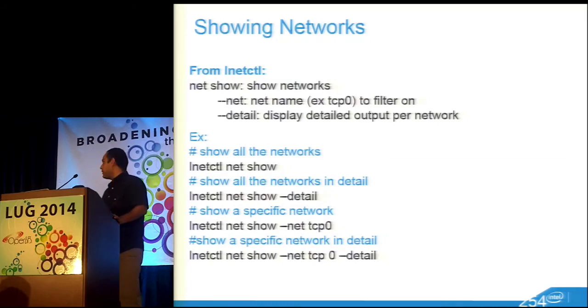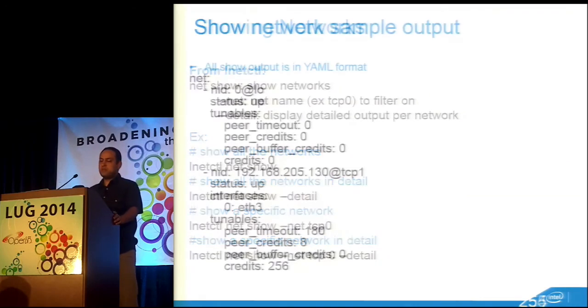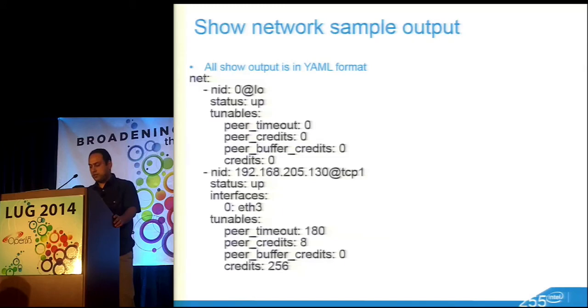So here is an example of detailed output for when you show a network. It shows you the network, its NID, the status, and the tunables. The tunable section is part of the detailed output, so if you don't specify the detailed output, it doesn't display that part.